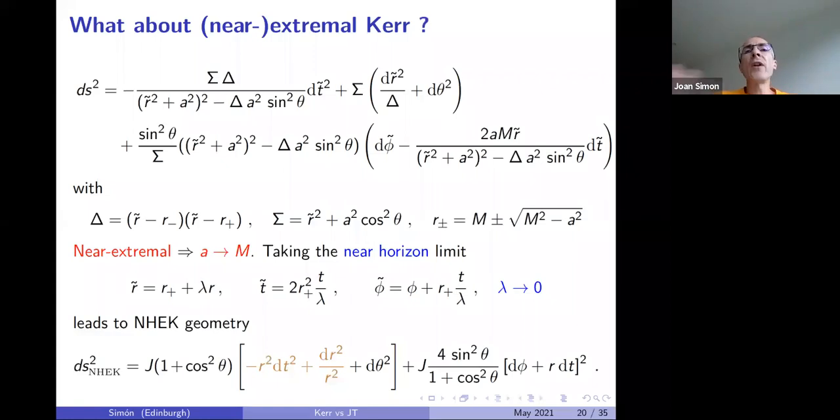Now, finally, I want to start discussing Kerr. And in case that you need to be reminded, this is the metric of Kerr, 4 dimensions. So no string theory, no nothing, in Boyer-Lindquist coordinates.